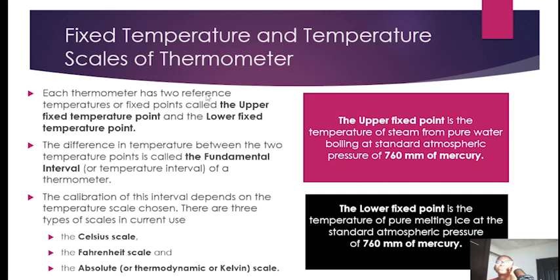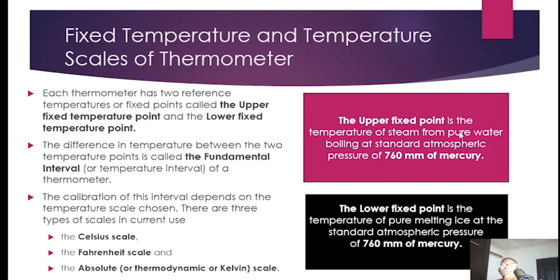Each thermometer has two reference temperatures or fixed points called the upper fixed temperature point and the lower fixed temperature point. The difference in temperature between the two temperature points is called the fundamental interval or the temperature interval of a thermometer. The calibration of this interval depends on the temperature scale chosen. There are three types of scales in current use. We have the Celsius scale, the Fahrenheit scale, and the absolute or thermodynamic or Kelvin scale, and each of them has different upper and lower fixed points.